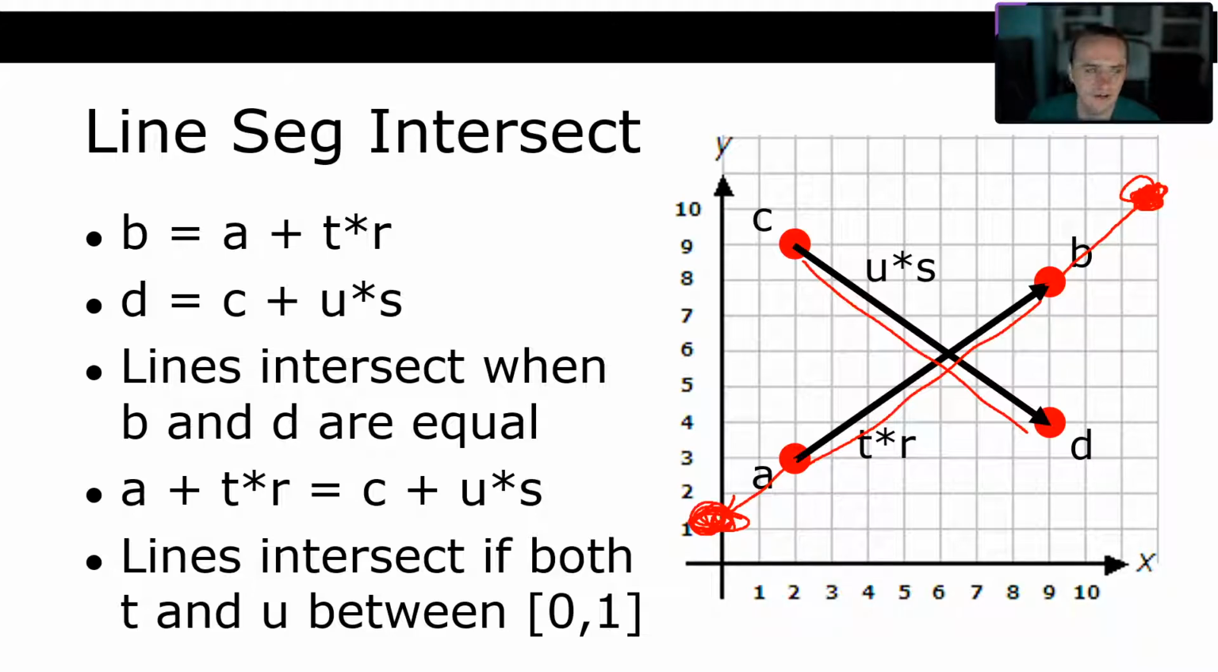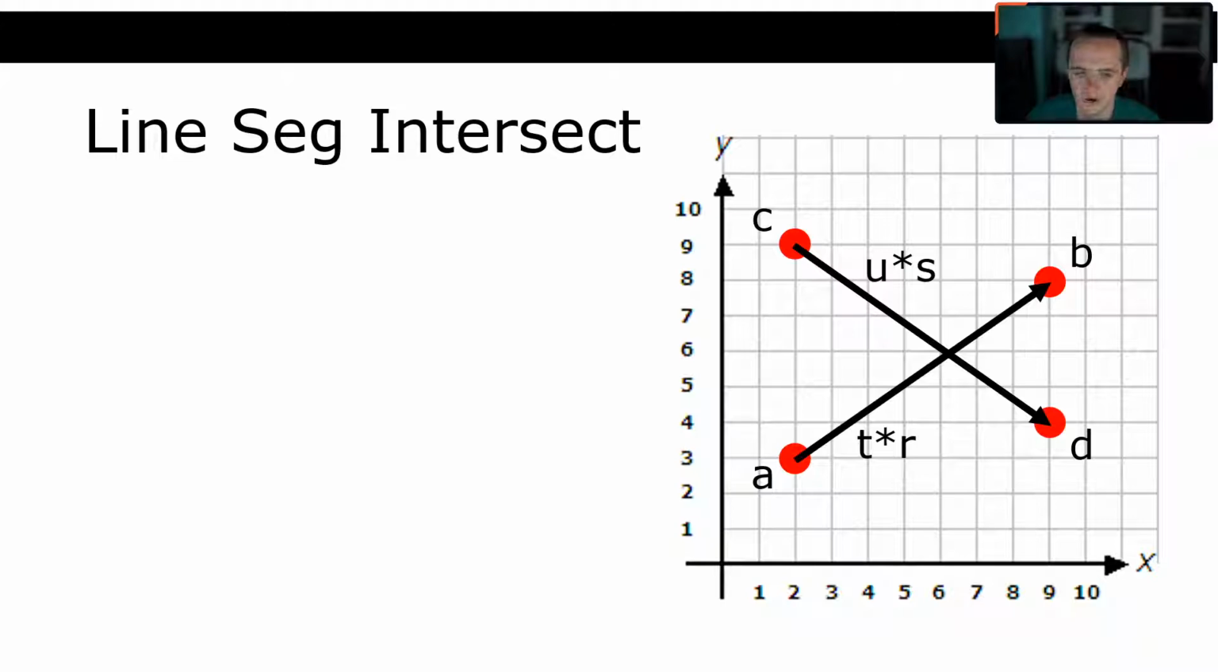So we are only on the original line segments if both t and u are between 0 and 1. So that's just one extra condition that we have to put on this equation. All right, so let's look at how we derive this formula now.